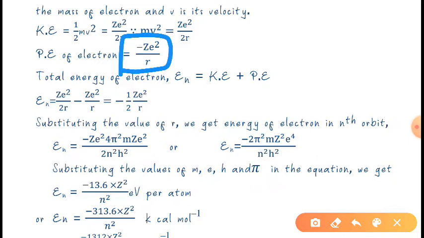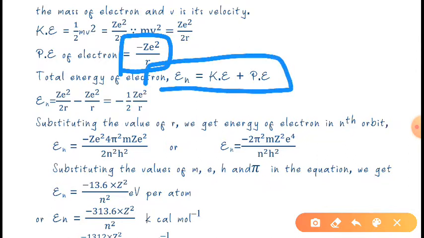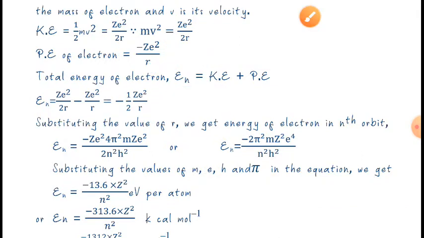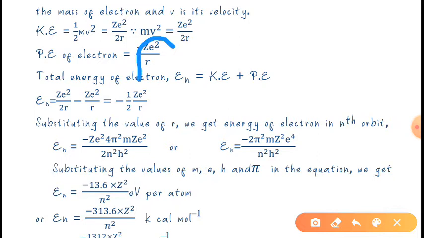Since total energy En is kinetic energy plus potential energy, we will write: kinetic energy is Ze square by 2r, plus potential energy, which is minus Ze square by r. So we will get En is equal to minus half Ze square by r. Since potential energy is Ze square by r with a negative sign, we can write it in this way.